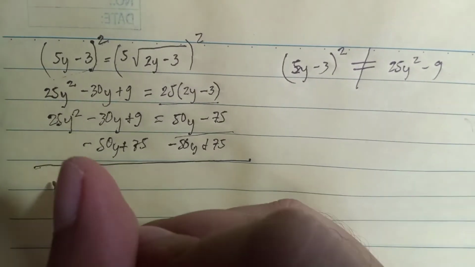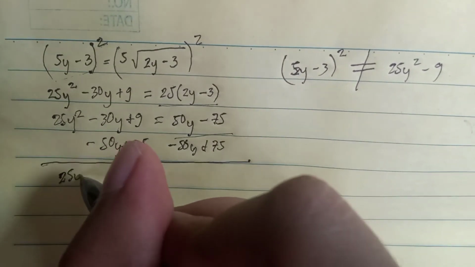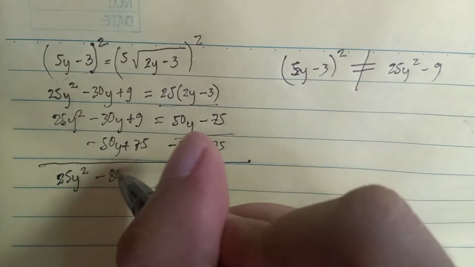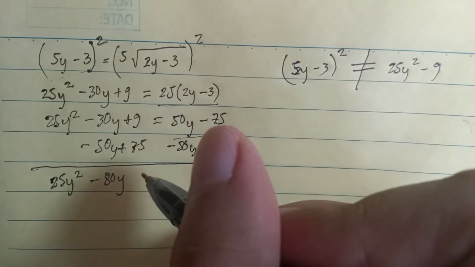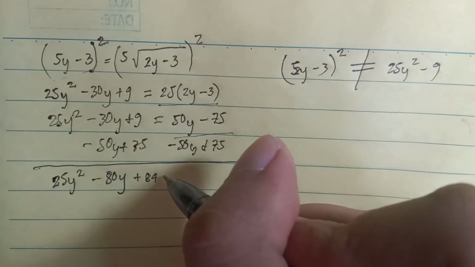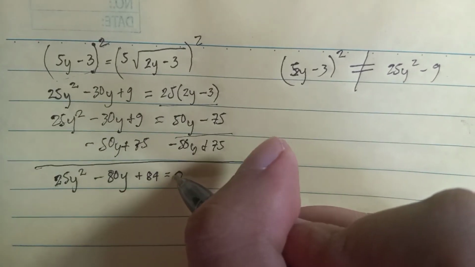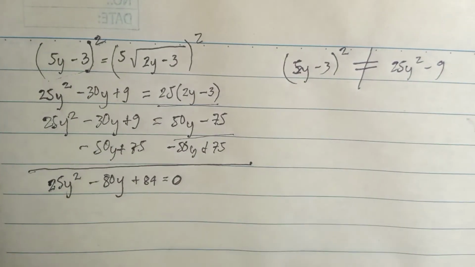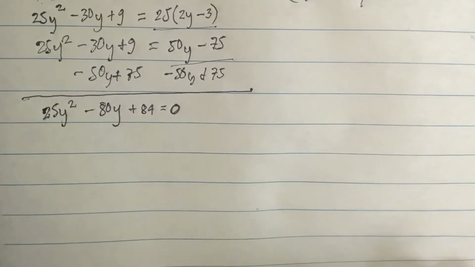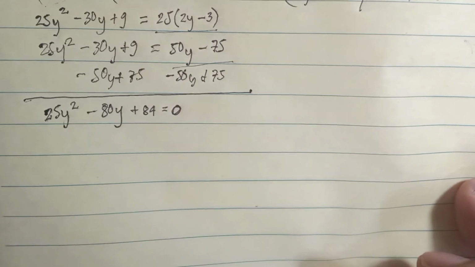We will get this equation: 25y squared minus 80y plus 84 equals 0. Now to solve this, we have a quadratic equation.